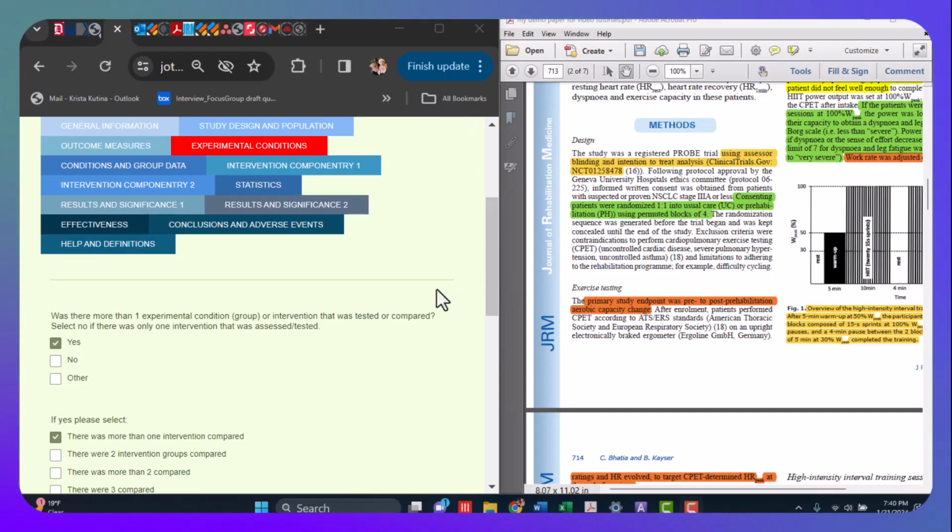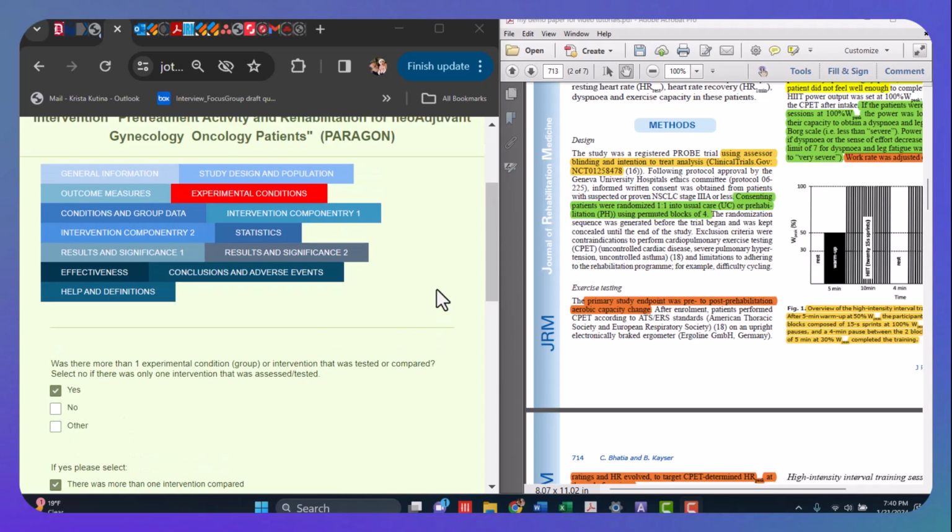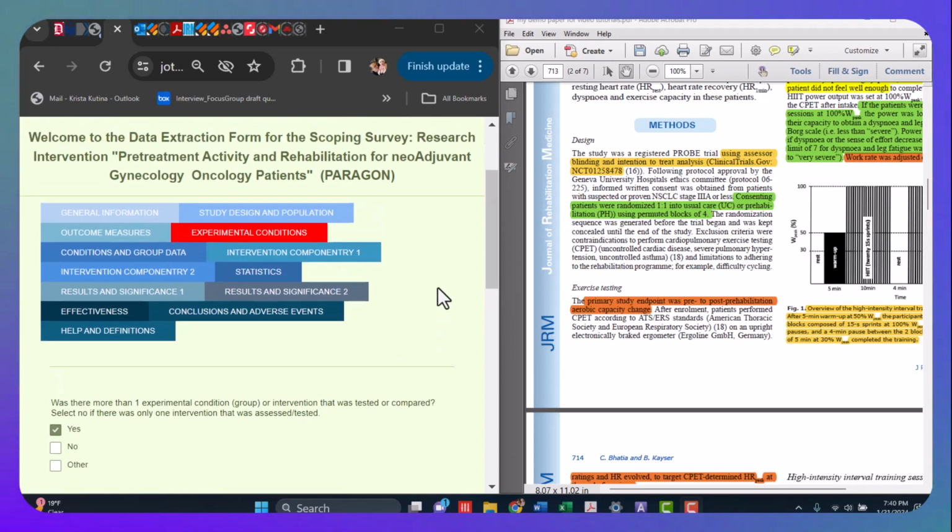Hi, this is Dr. Katina again with the Paragon Scoping Review Study, and this is the video tutorial on tab 4 regarding documenting experimental conditions from your article.